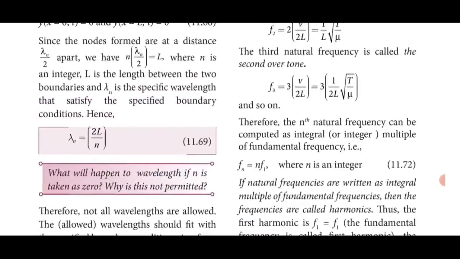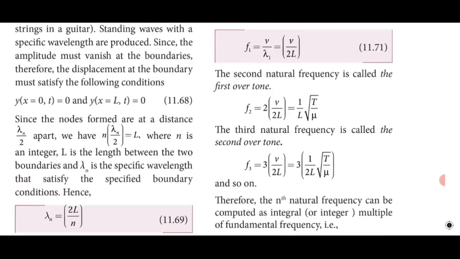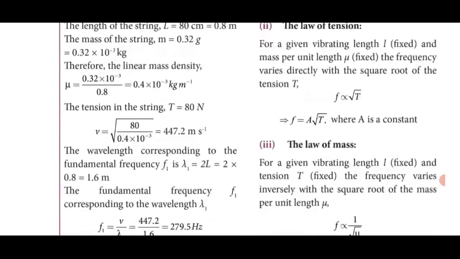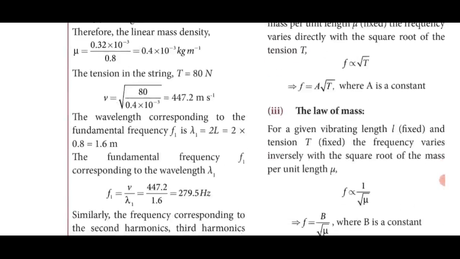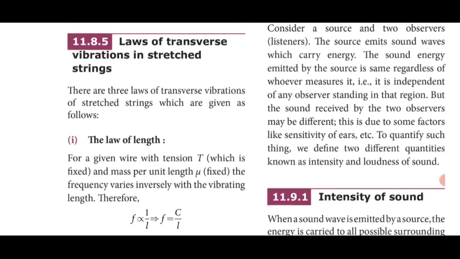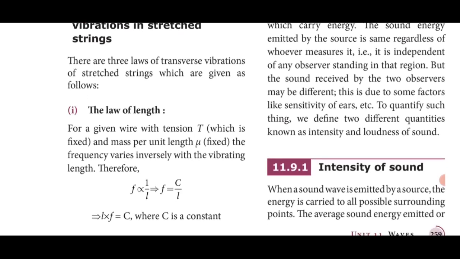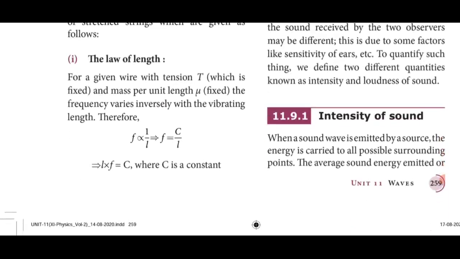So these are all the fundamental things, frequency and then the overtones, the different tones. Next we pass on to the laws of transverse vibrations in stretched strings. There are three laws. First, the law of length: for the given wire, the tension is fixed, and the mass per unit length, mu, is also fixed.